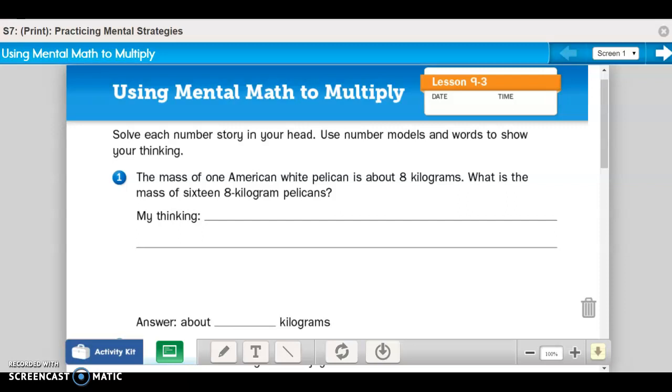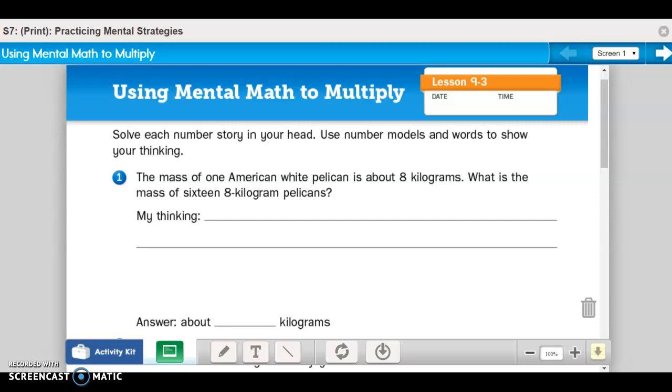It says the mass of one American white pelican is about 8 kilograms. What is the mass of 16 8-kilogram pelicans? So we are trying to solve 8 times 16. 8 kilograms for each pelican times the 16 pelicans that we have. Now, one way we can do this, and there's multiple ways, is we can break apart 16.